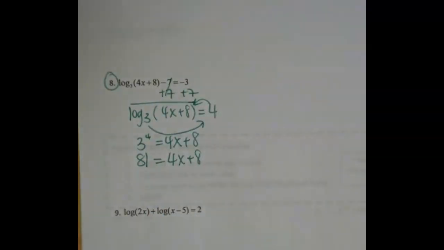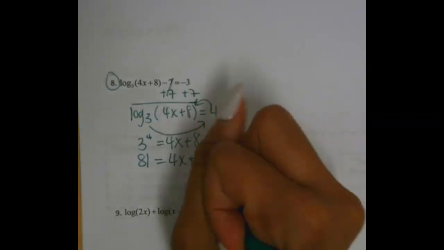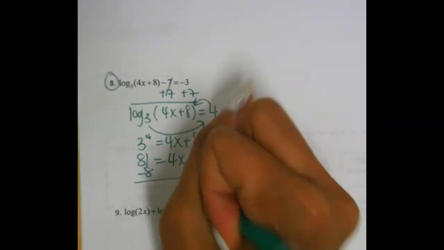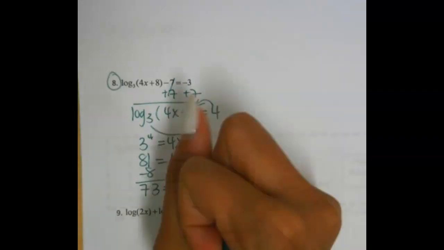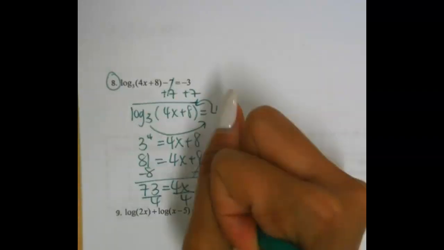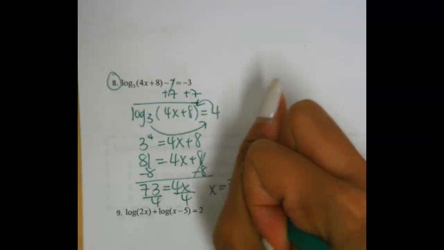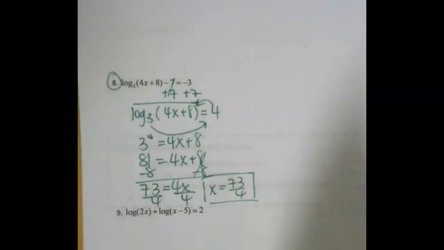So remember, you're doing not 3 times 4, but you're doing 3 times 3, which is 9, 9 times 3, which is 27, and then 27 times 3, which is 81. From here, guys, this is just Algebra 1. You're just solving. So in order to solve, we're just going to subtract 8 on each side. So 81 minus 8 is going to give me 73. And then I'll divide both sides by 4. So x is going to equal 73 over 4. That should be my x value.